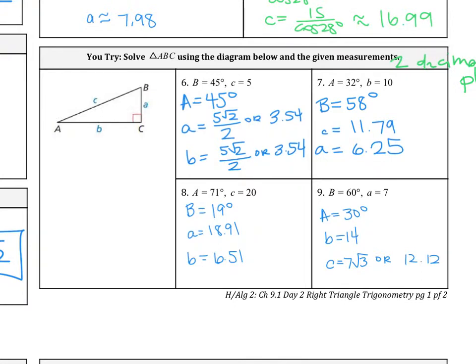For number 7, you should have gotten 58 degrees, C is 11.79, and A is 6.25. For number 8, you would get B is 19 degrees, A is 18.91, and B is 6.51. And number 9, A is 30 degrees, so this is a special right triangle again. And then you would know that B is 14, C is 7 root 3, or 12.12.